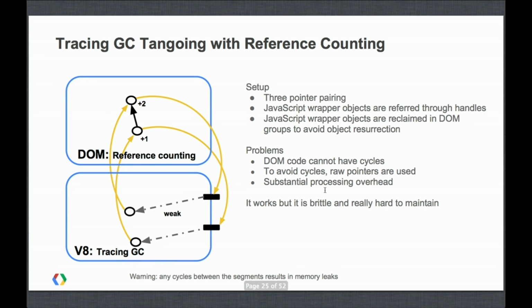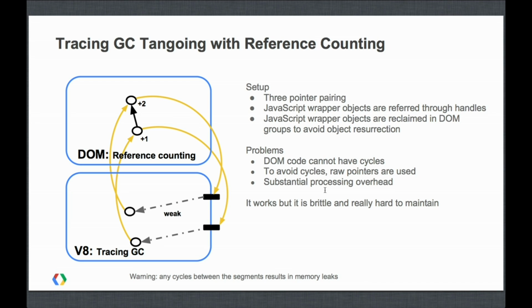So here we go. Bear with me. This is complicated. On the top, you see the DOM. You have 2 nodes. The first node has a reference count of 1. The second one has a count of 2. And you have wrapper objects that point to these DOM nodes from beneath, and that is the V8 heap.